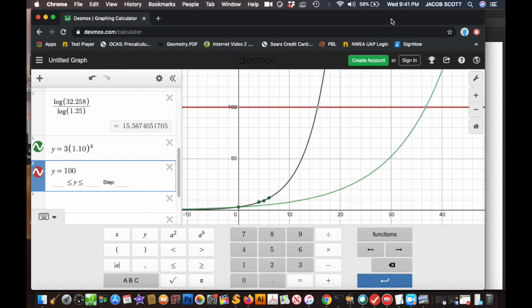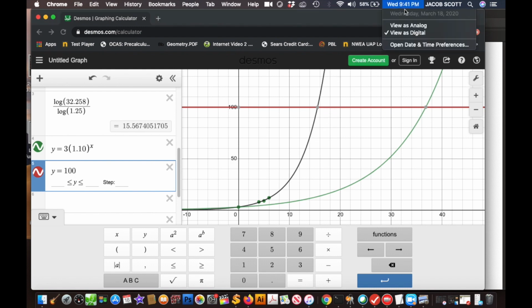So today's date is the 18th. Tomorrow's the 19th, and then we have the 20th, and it's predicted by the 20th we'll be at 100. Well, I honestly believe that we're going to reach 100 by tomorrow, if you ask me. So we'll be a day early.